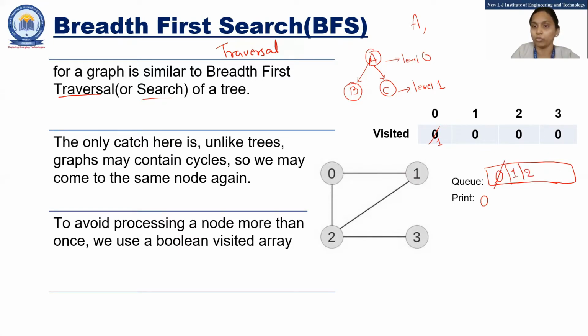1 and 2 is a neighbor node for 0. Fine. Then after, as well as this 2 node has been added in my queue, this node is visited. So I'm marking 1 as visited. Fine. Now what will happen?